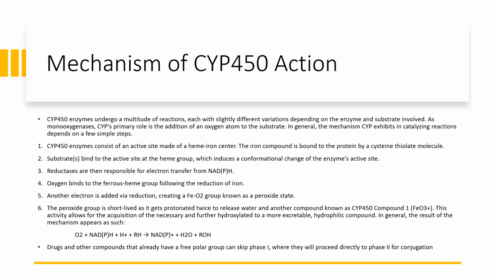The peroxide group is short-lived as it gets protonated twice to release water and another compound known as CYP450 compound 1 or FeO3. This activity allows for the acquisition of the necessary oxygen, and the substrate is further hydroxylated to a more excretable hydrophilic compound. In general, the result of the mechanism appears as such, as described in this chemical equation. Drugs and other compounds that already have a free polar group can skip phase 1, where they will proceed directly to phase 2 for conjugation.